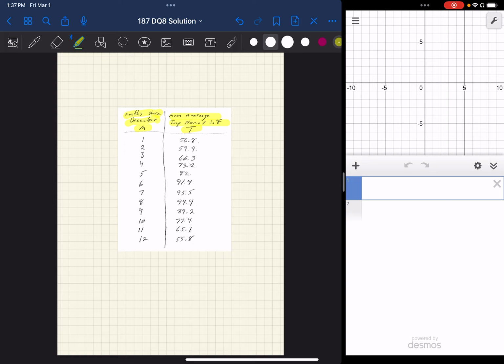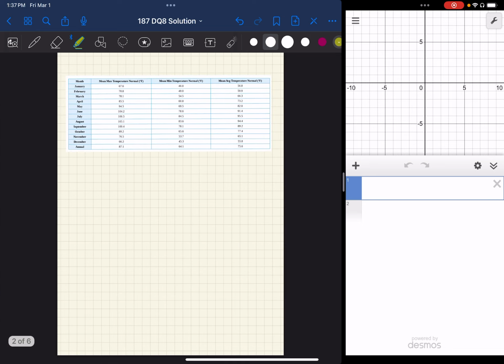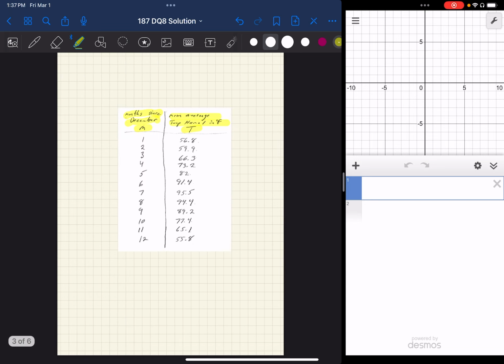Since the input is the number of months since December, that means January would be month 1. So I went back and looked at my table, and in January, I see that the mean average temp normal was 56.8 degrees Fahrenheit, and so I translated that data into this table over here. And I just went through the rest of the table and did the same.